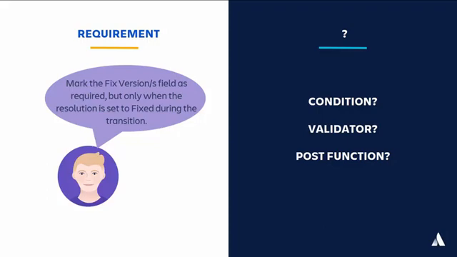Another way is to use a transition screen and a field's required validator, but this will make the field required always during that transition. But here we want to make the fixed versions field conditionally required during a transition only when the resolution is set to the value fixed. So we need to require a field based on the value populated in another field. How can we achieve this requirement?